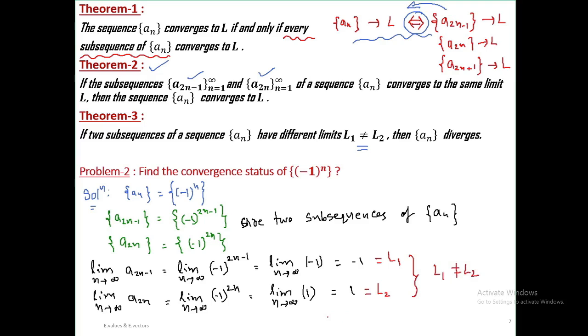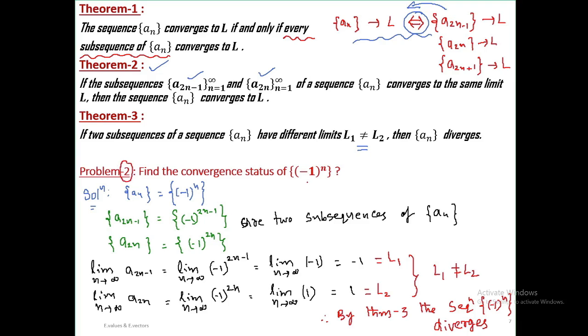So therefore, by theorem number 3, the sequence minus 1 whole to the power of n diverges, or simply does not converge, whatever. See, I have done already this problem. Look at problem number 1. This is problem number 2, right? Look at problem number 1. Same problem I have taken.